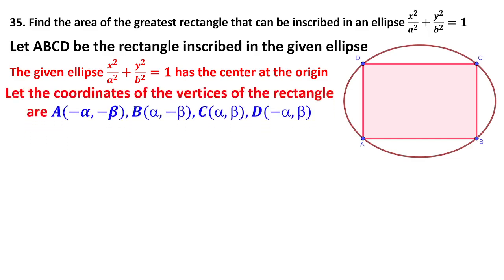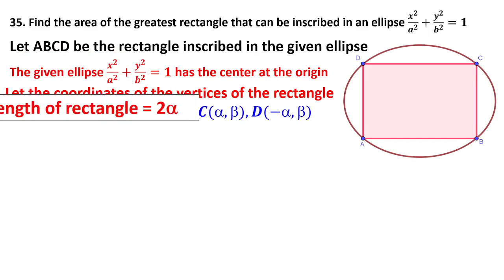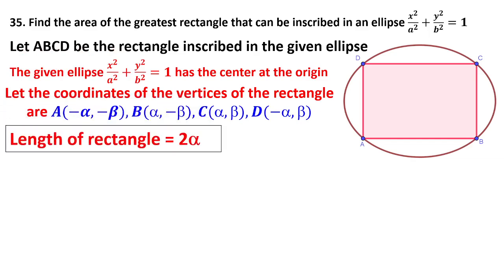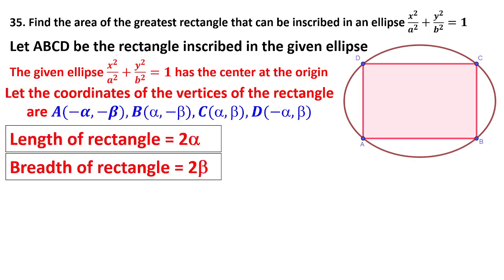Therefore, you can have the vertices as minus alpha comma minus beta, which is in the third quadrant, alpha comma minus beta, which is in the fourth quadrant, alpha comma beta in the first quadrant, and D as minus alpha comma beta in the second quadrant. That is, I am talking about the quadrants of the two-dimensional plane. Length of the rectangle will be 2 alpha, because alpha on the left, alpha on the right, and breadth will be 2 beta.